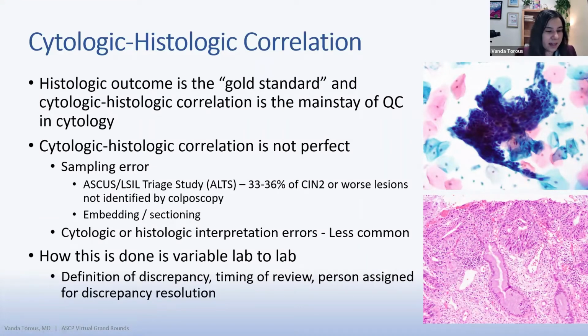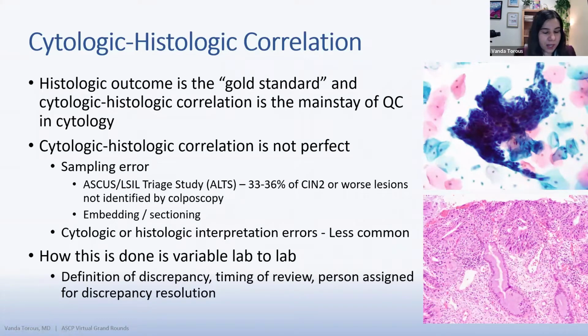Now, how this is done varies lab to lab. So a number of different things can vary, ranging anywhere from the definition of what a discrepancy is. So of course, a negative call versus a lesion is a discrepancy, but some people may consider a diagnosis of atypical squamous cells as a discrepancy if it should be a cyst. So, just the definition, the timing of review, the person assigned for the review, those can all vary.